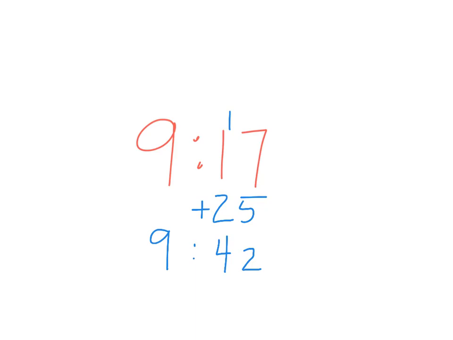When I take away 25 minutes, I notice that 25 is bigger than 17, so that means I'm going to be in my previous hour. I can go ahead and take away 17 to get me to 9 o'clock. And then I'm left with needing to take away 8 more minutes to get a full 25. So I'm at 9 o'clock and I take away 8 more minutes. It's going to be 8:52.